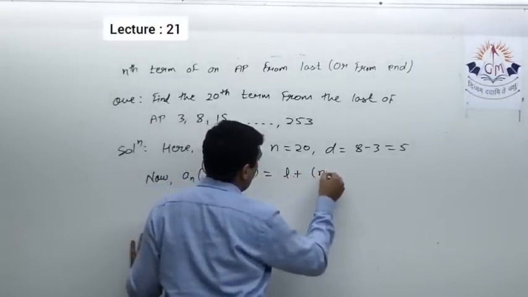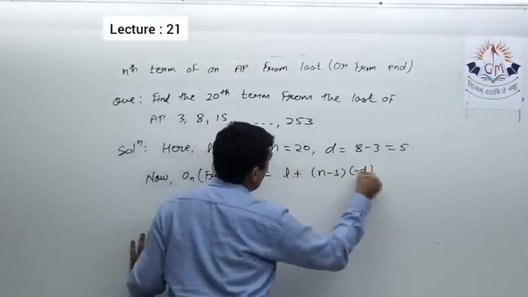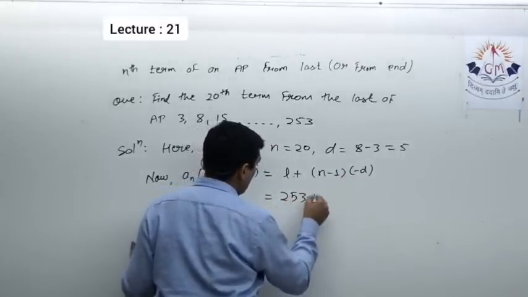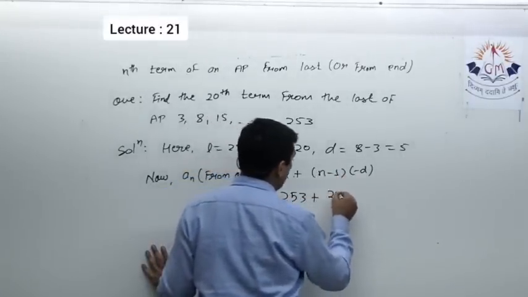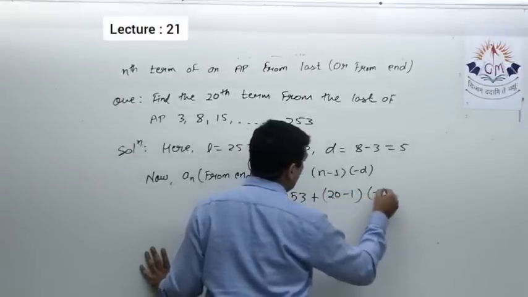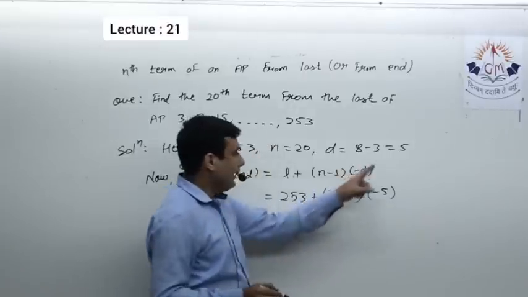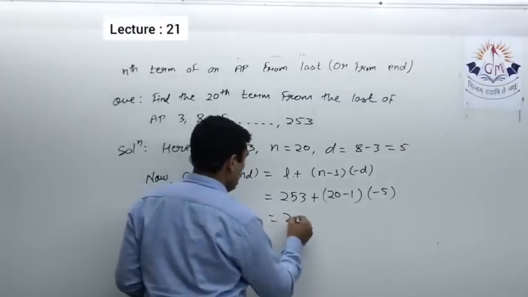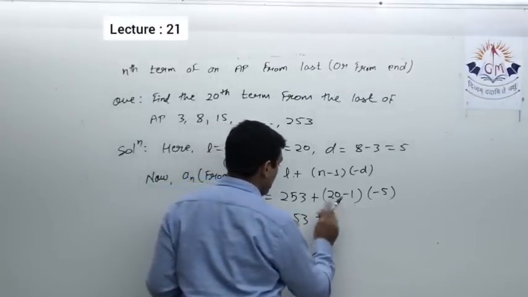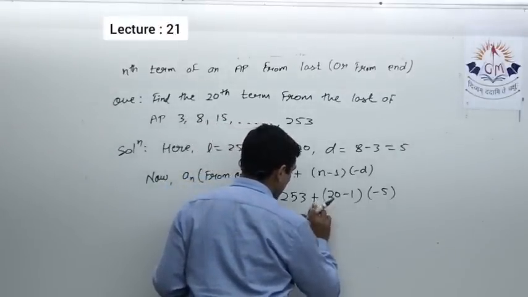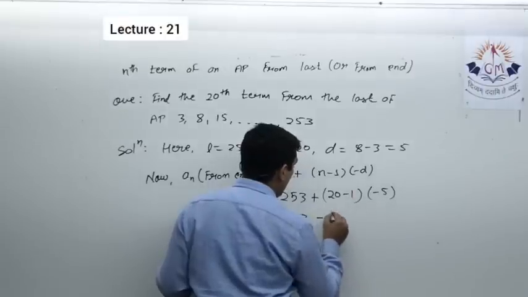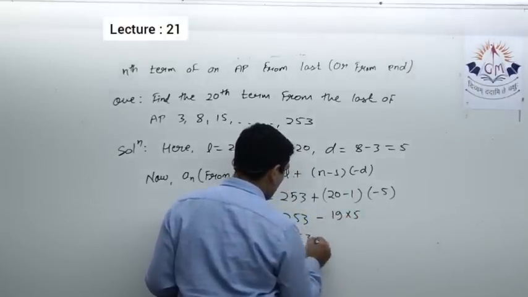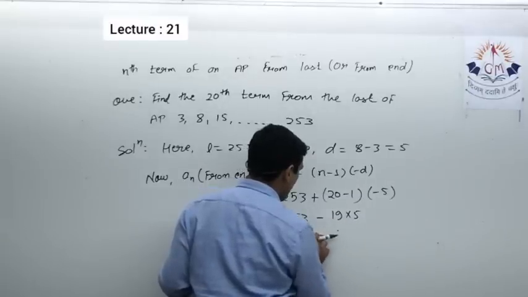is L plus (n minus 1) into minus d. So 253 plus 19 into minus 5. I took d as it is, 5, and because of the formula I am getting minus. So this is 253 plus, or better to write minus because this is positive, this is negative, minus 19 into 5. So 253 minus 95.